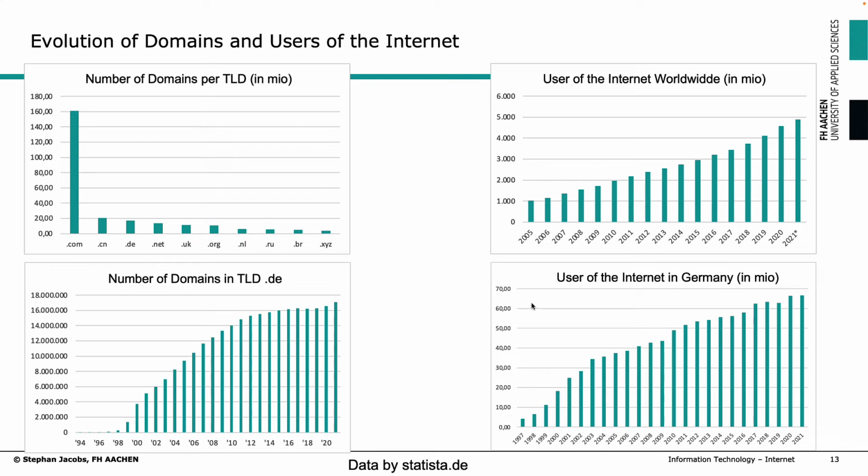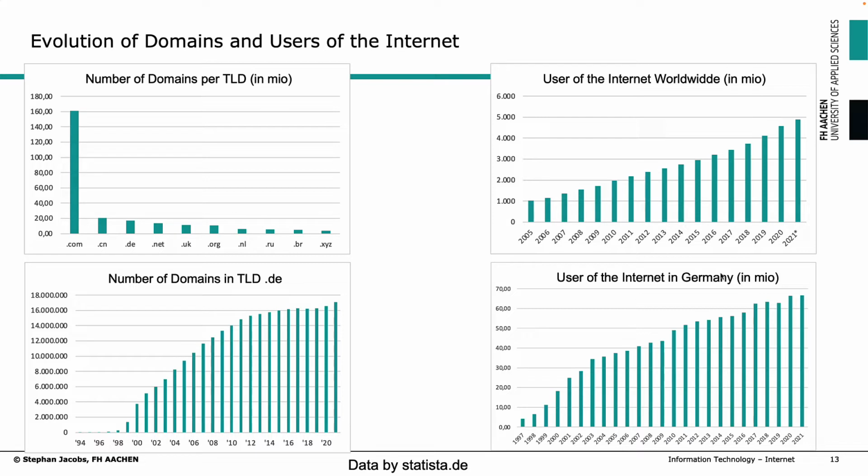Let's have a look on the quantitative evolution of domains and users within the internet. Let's first have a look on the upper right corner on this diagram, users of the internet worldwide in millions of users. So what you can see is a constant trend starting in 2005, at least that's where the measurement started, going to 2021, 22, and you see that roughly 5 billion people worldwide are connected to the internet.